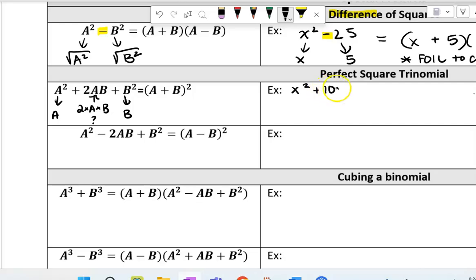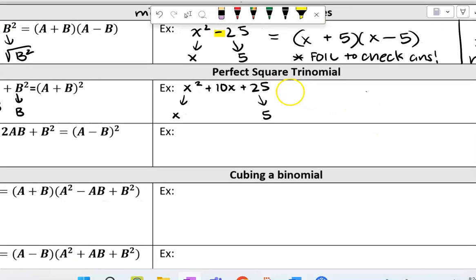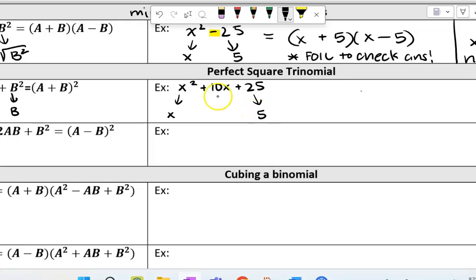X squared plus 10x plus 25. It's the one I already did for you, but if I gave you this problem, you would check and see, can I take the square root of the ends? And I can, but we're not quite done checking to see if it's a perfect square yet. I also need to make sure, is the middle 2 times x times 5? And if it is, then we have a perfect square trinomial.